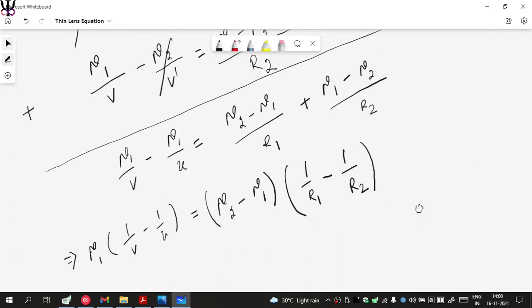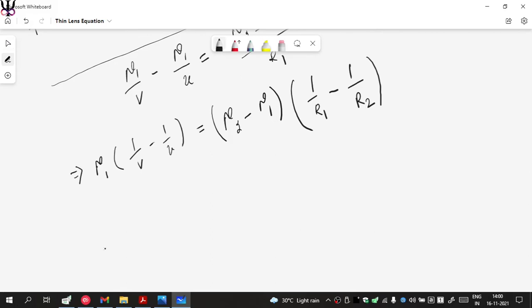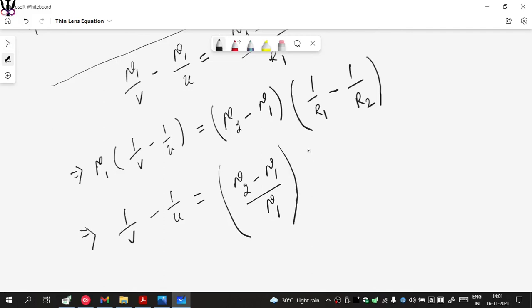Now to further simplify this, you can divide both the sides by mu1, so that you have 1 upon V minus 1 upon U is the same as mu2 minus mu1 upon mu1, and in this term we write 1 by R1 minus 1 by R2.